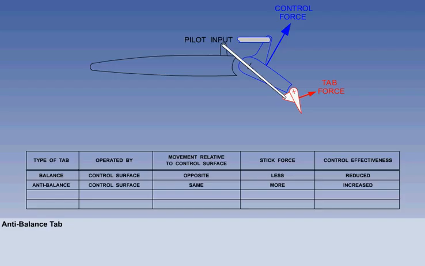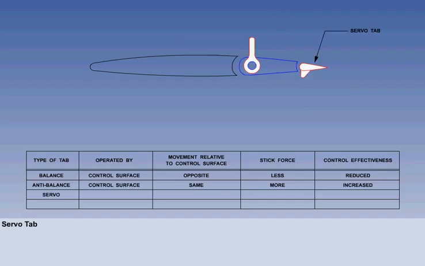To summarize, the anti-balance tab increases the hinge moment, stick force and feel. The pilot still moves the control surface directly, and it is the control surface that once again moves the anti-balance tab. The anti-balance tab moves in the same direction as the control surface, giving an increase in control effectiveness. The third type of tab we will consider is the servo tab.